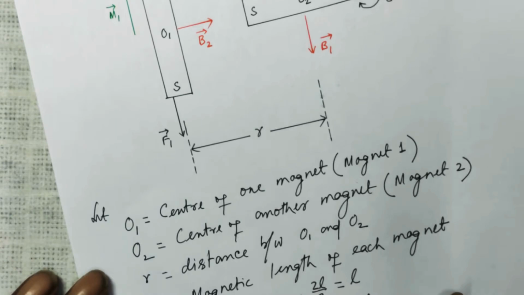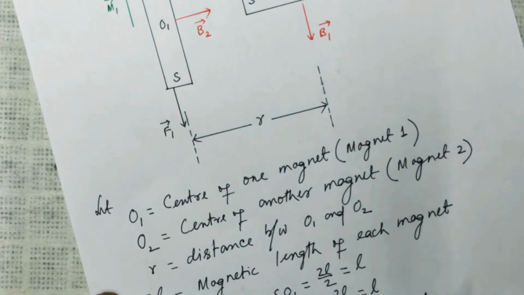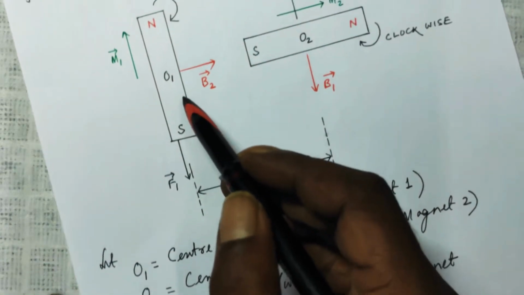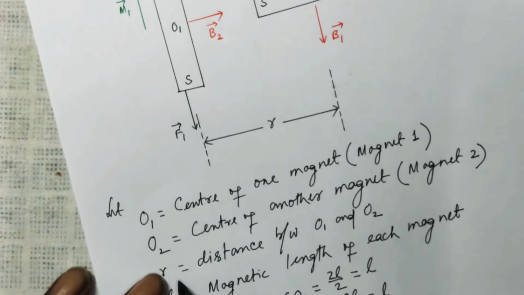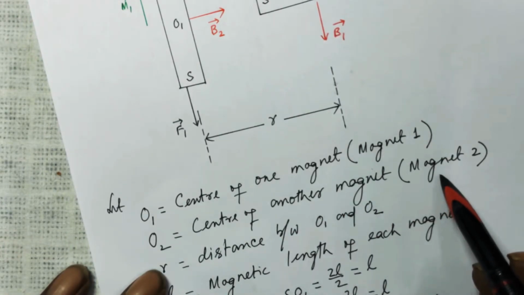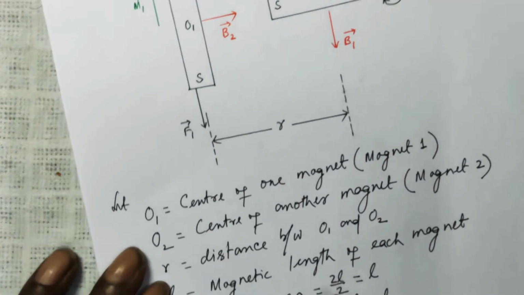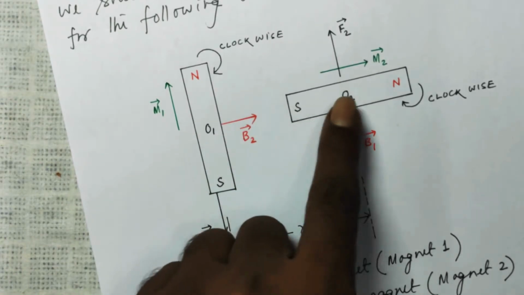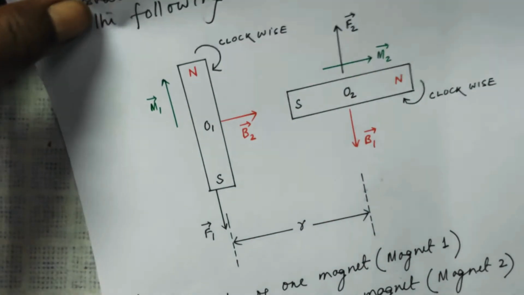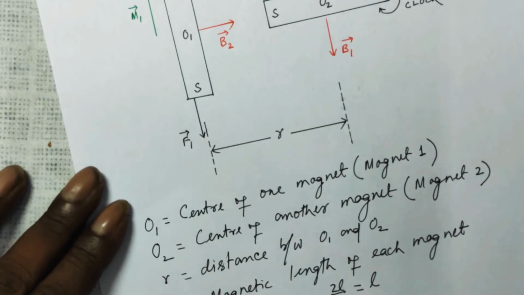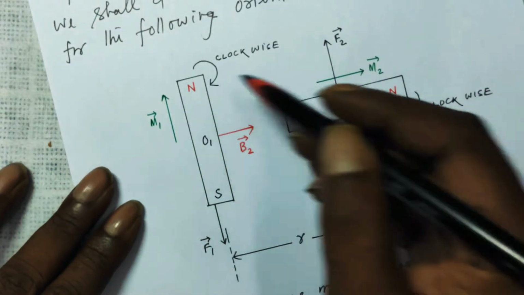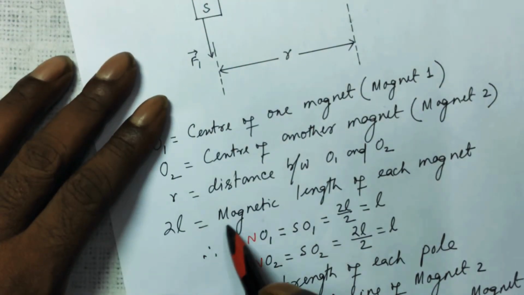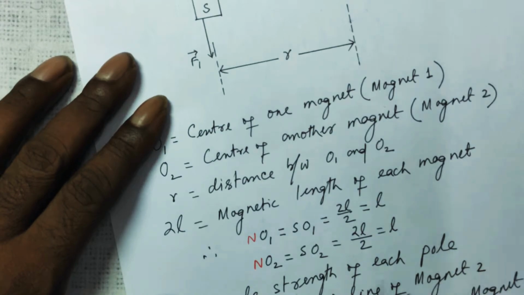So now let us move on. What I just explained I have written down. Let O1 be the center of the first magnet, and O2 the center of the second magnet. R is the distance between O1 and O2, which is clear from here. Now the magnetic length, from south to north, I have taken as 2L. 2L is the magnetic length of each magnet.